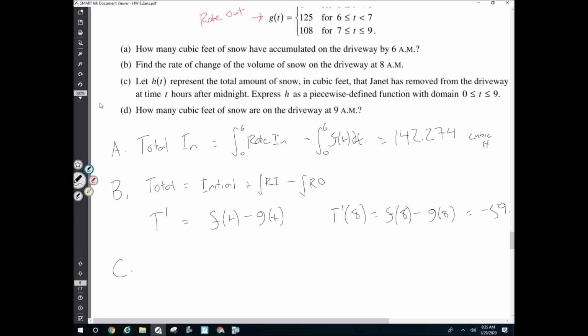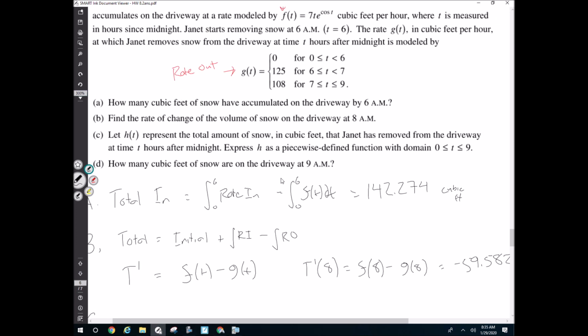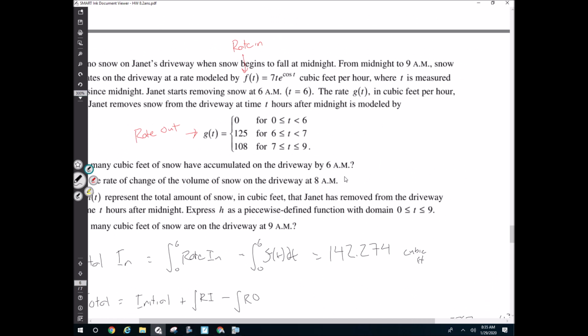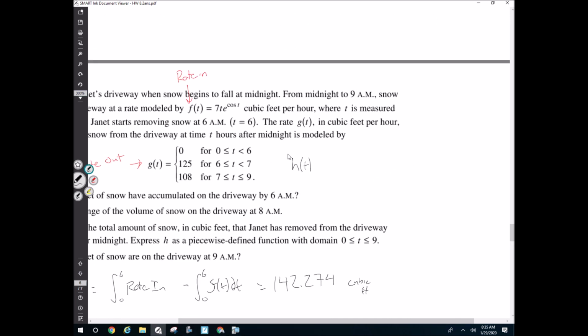C, let's read the question carefully. Let H represent the total amount of snow in cubic feet that Janet has removed from the driveway. Express H as a piecewise defined function with the domain 0 to 9. Well, if H is the total, H of t would be the integral of g of t. Now, you've got different situations. You've got 0 from 0 to 6. That's not going to change. Now, it would be the integral of 125, which would be 125t, but from 6 to 7.